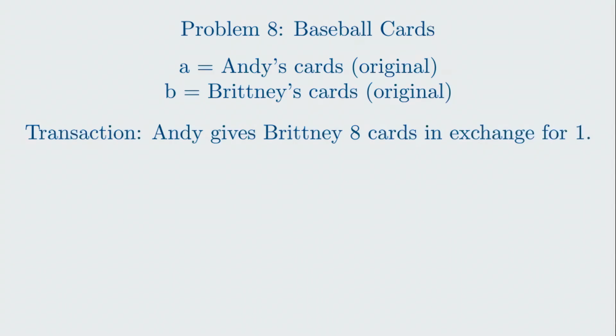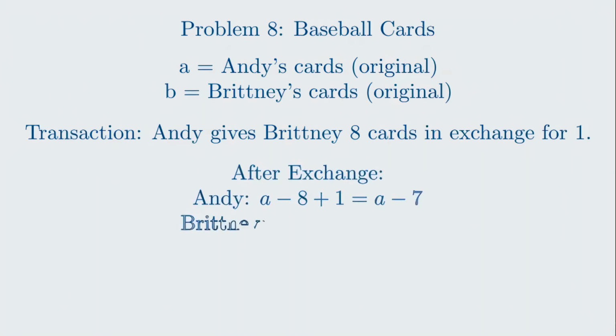First, consider the exchange. Andy gives up 8 cards and gains 1, so his collection decreases by 7 cards overall. Brittany receives 8 cards and gives up 1, so her collection increases by 7 cards. After this exchange, Andy's new card count is A - 7, and Brittany's new count is B + 7. The problem states that after this exchange, Andy has 6 more cards than Brittany. We can write this as an equation. Andy's new total equals Brittany's new total plus 6.